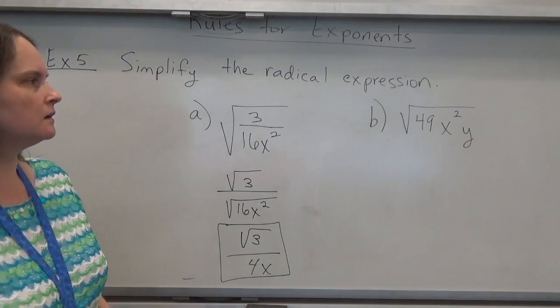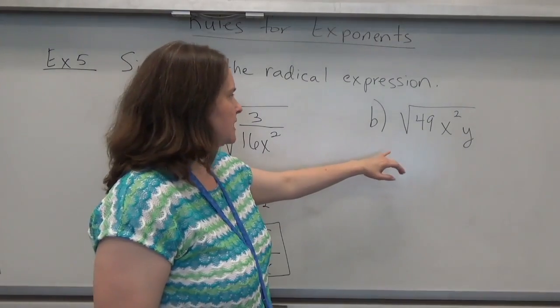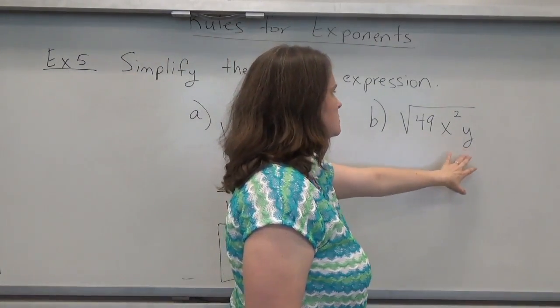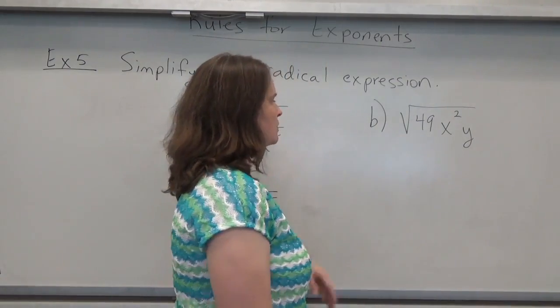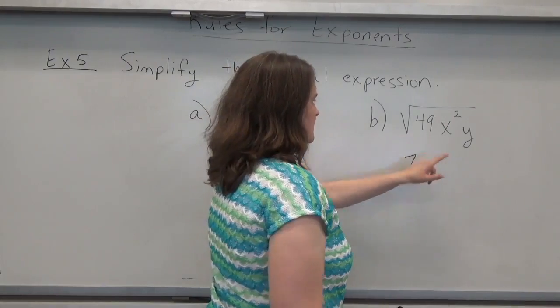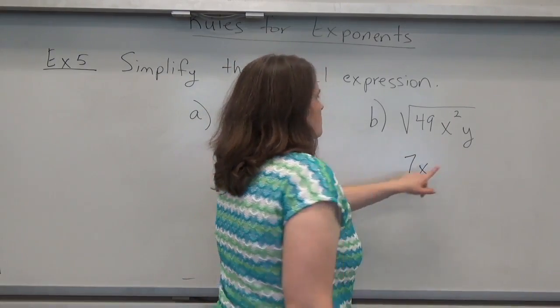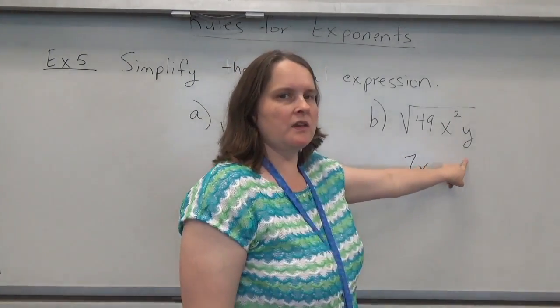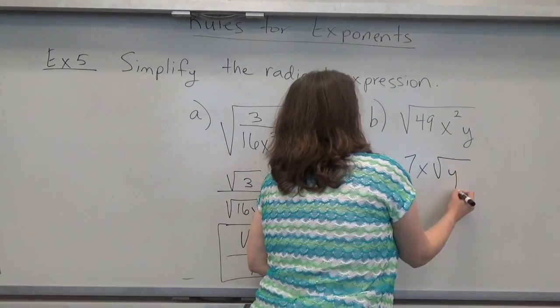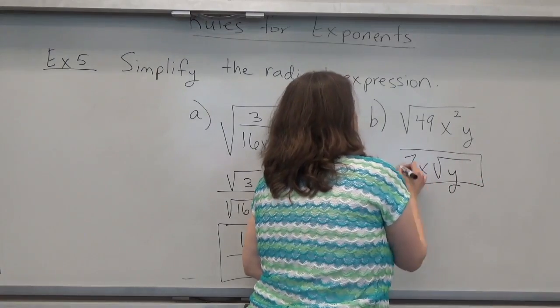For part B, we can break this apart as the square root of 49 times the square root of x squared times the square root of y. The square root of 49 we know is 7. The square root of x squared would be x. Y is not a perfect square. There's nothing I can do to take the y out of the radical, so it's going to stay inside. So we've got 7x square root y.